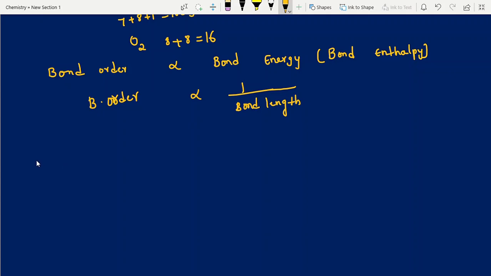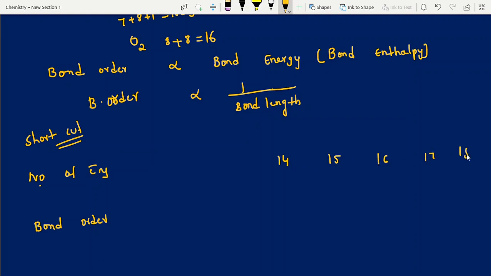First one, how to find out bond order within a minute. Now I am going to discuss the shortcut, students. See, you'll enjoy this one. First I am going to calculate the number of electrons. Then I am going to give the bond order. Okay. See here, 14 electrons. The system which is having 14 electrons, either it is a homomolecule or heteromolecule, 14 electrons. Next 15 electrons, 16, 17, 18.